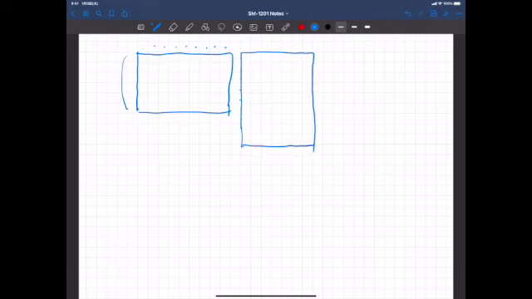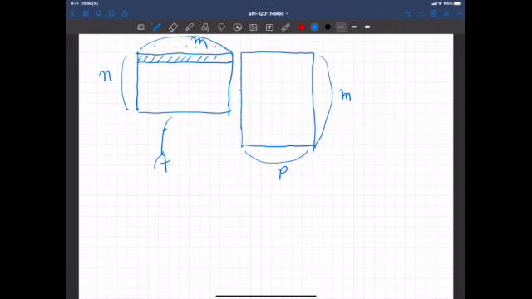So this is n, this is m, this is m, and this is p. So each row of the first matrix, this matrix is A and this matrix is B, is multiplied with each column. So first, from the first row of A, we pick the first element.